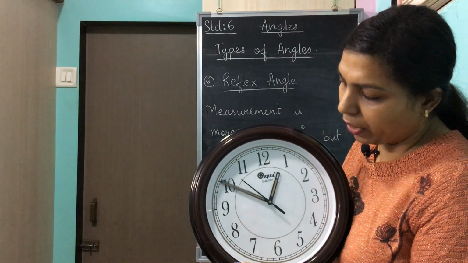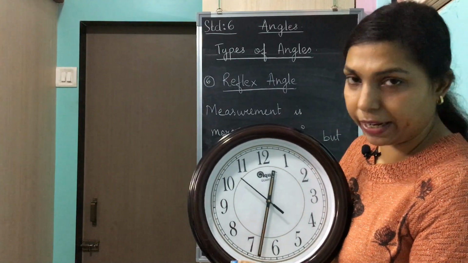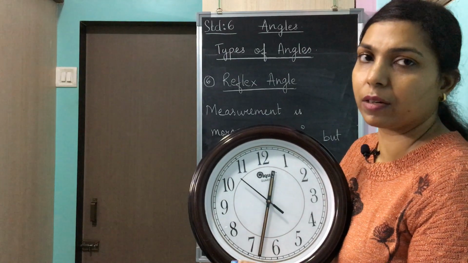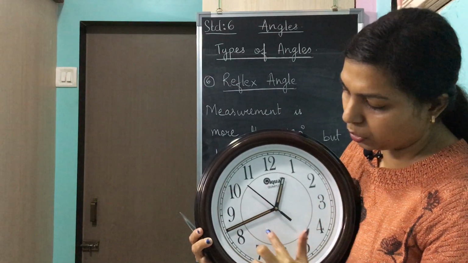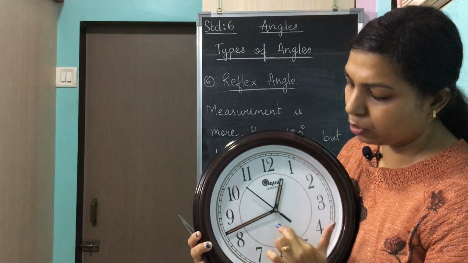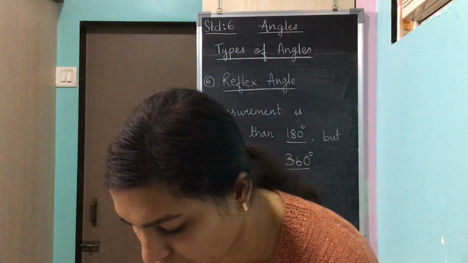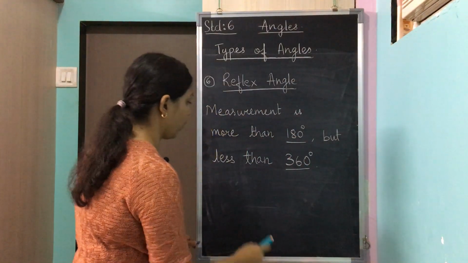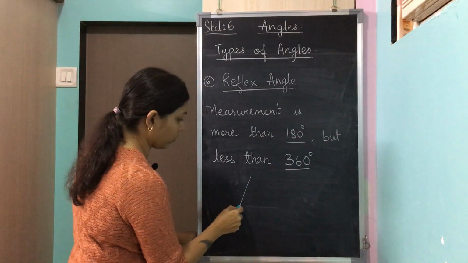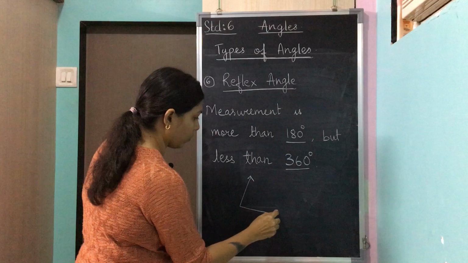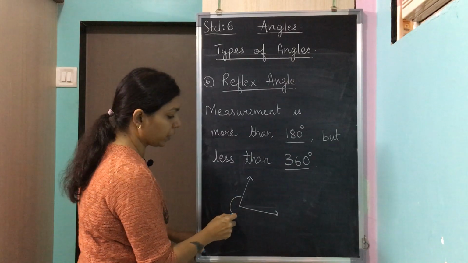But if I keep it somewhere in between over here, here it is a straight angle where it is forming a straight line, but if I keep on increasing the measurement, if I bring it somewhere over here, the measurement which is formed is from here to here. You are measuring it from this arm to this arm. So this is forming a reflex angle. We are taking the measurement not of this part, we are taking the measurement of this part.